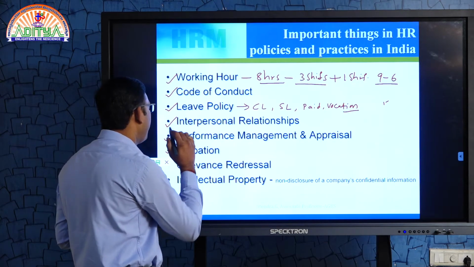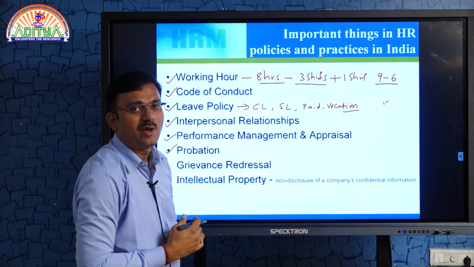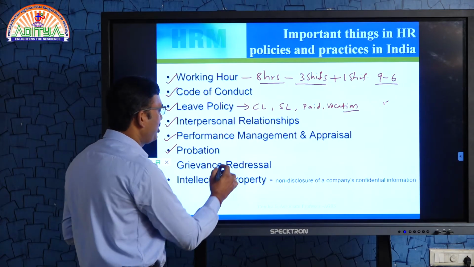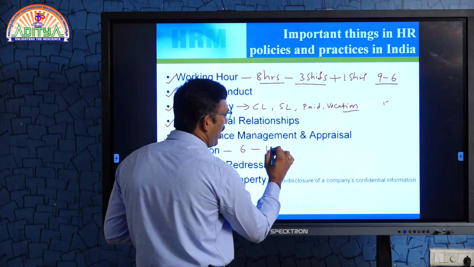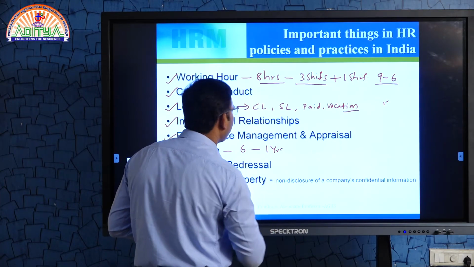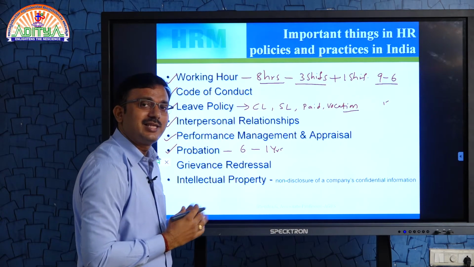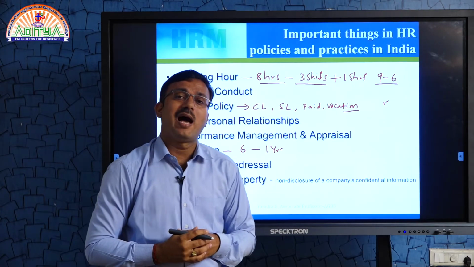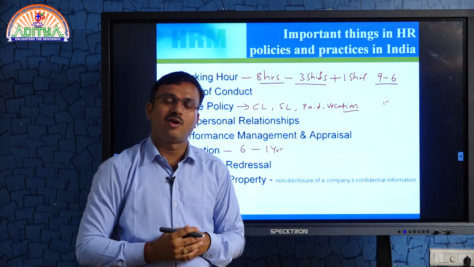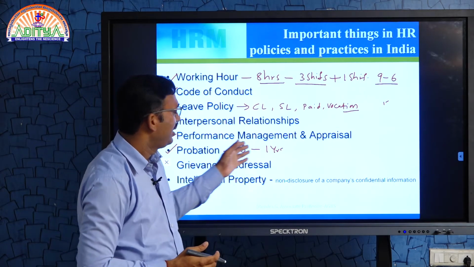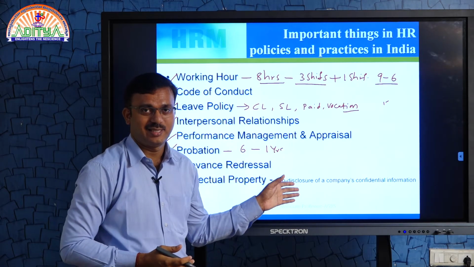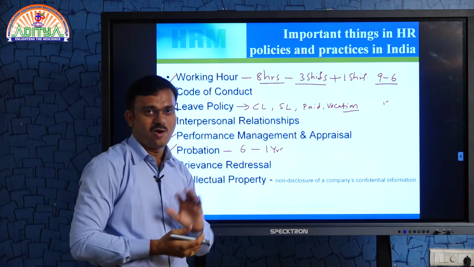Next, probation period. This is for new employees. In some companies this probation period is 6 months, and in other companies it will be up to 1 year. In this 6 months or 1 year period, they will observe the employee, and later on, if the employee's performance is satisfactory, they will make the employee a permanent employee in the organization.